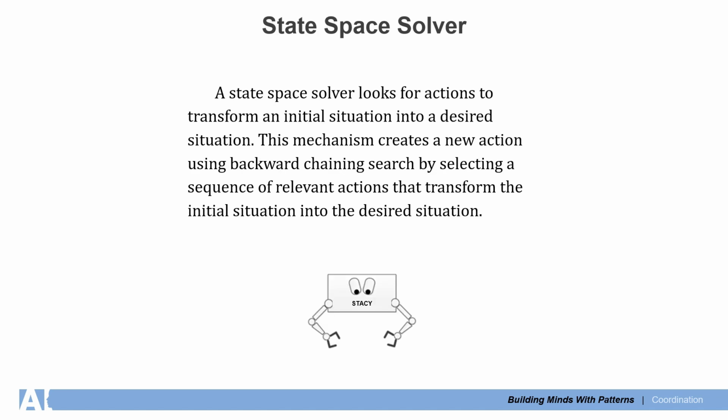A state space solver looks for actions to transform an initial situation into a desired situation. This mechanism creates a new action using backward chaining search by selecting a sequence of relevant actions that transform the initial situation into the desired situation. There are many kinds of state space solvers, including Monte Carlo solvers, depth first, breadth first, best first, and so forth. Many different kinds of state space search algorithms can be employed.